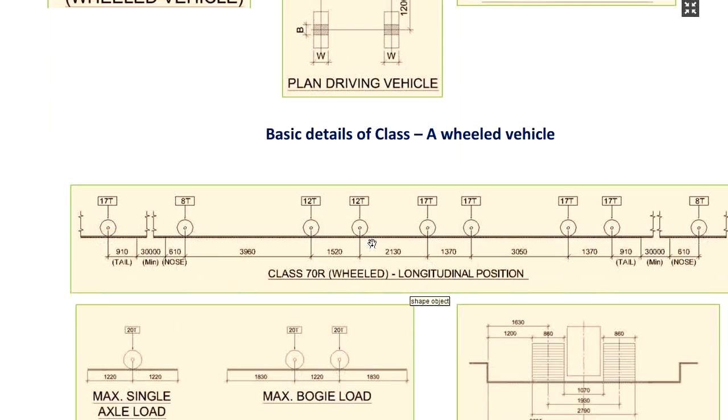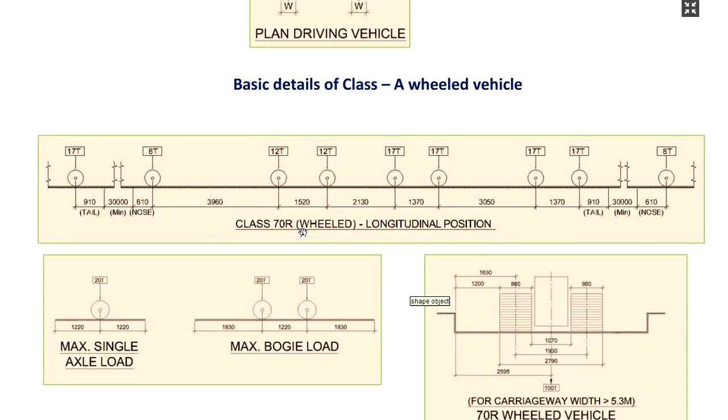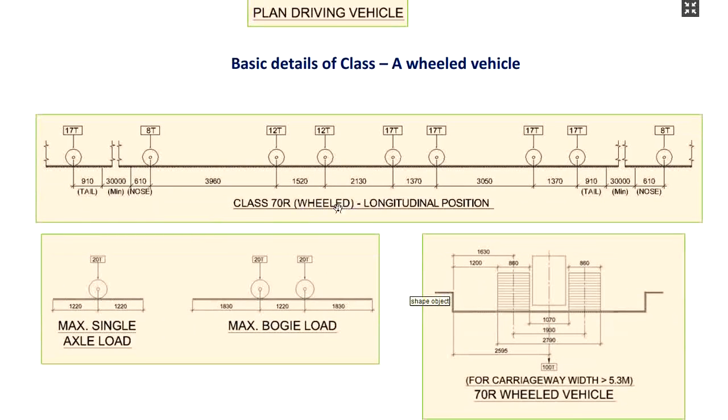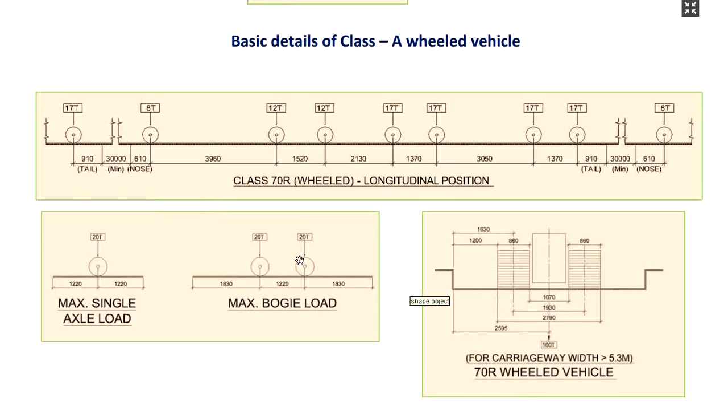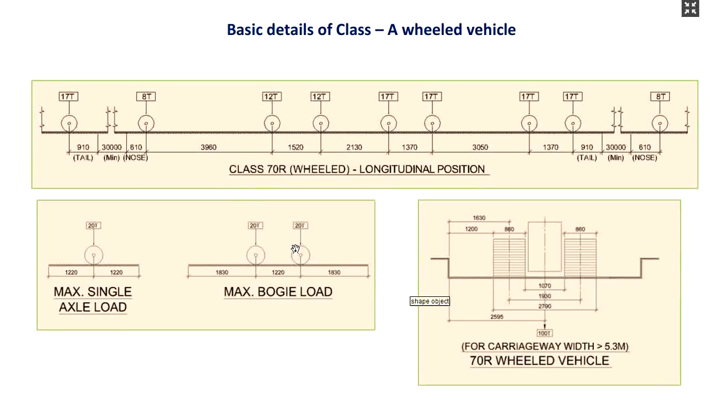Now if you take the class 70R wheeled vehicle, longitudinal cross section, we have seen previously what kind of loading is going to be transferred on each and every wheel. So this way IRC 6 provides the different wheels, the different types of vehicles, their proportions, and how loading is to be transferred.